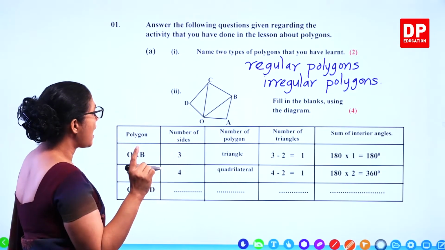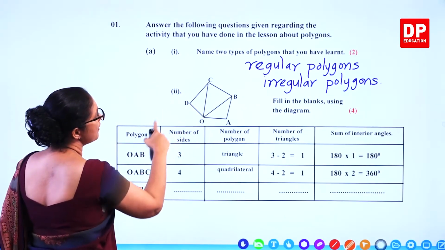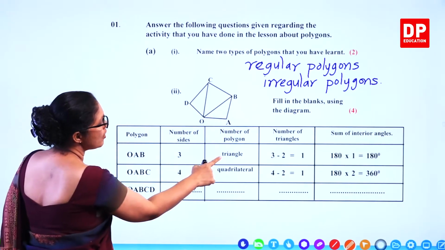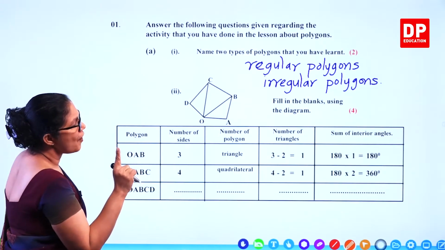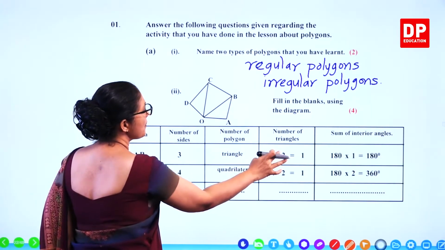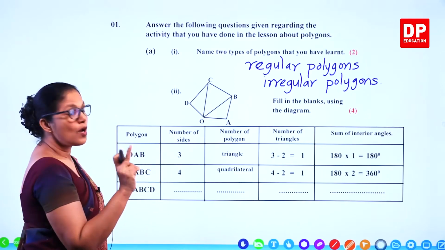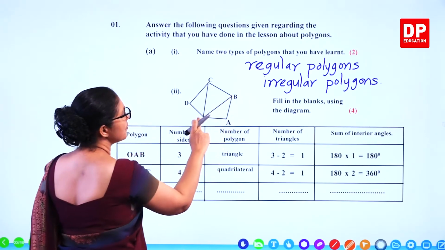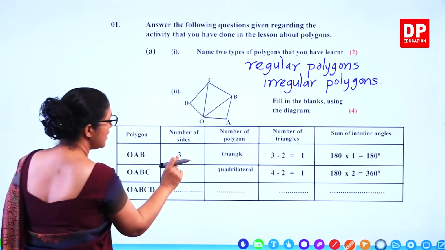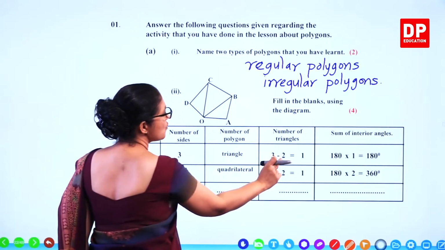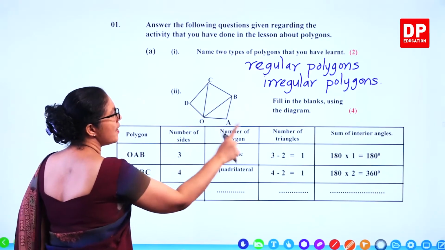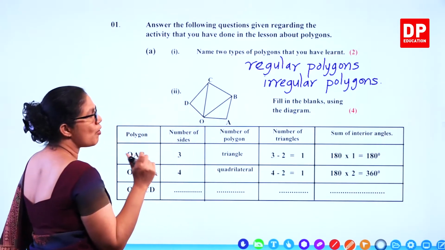Fill in the blanks using the diagram. So this is a polygon, OAB. 3 sides are there, it's called a triangle. How many triangles are there? So the number of triangles is 1 for OAB. So that creates a pattern there. With this number, 3 minus 2, you get 1. So what's the total? 180 times 1, the sum of interior angles.